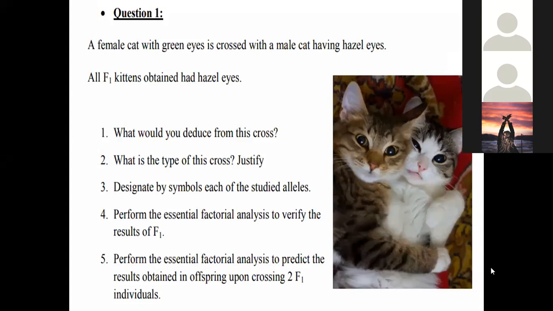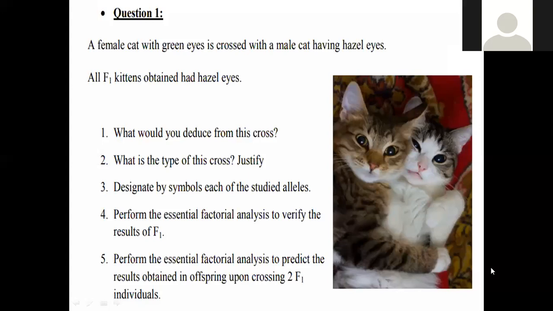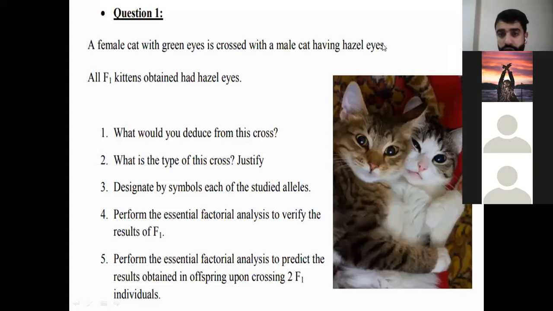So here, yeah, let's see, Fadl Basma, what would you deduce from this cross? What can you deduce from this cross, ya Fadl? Yes, Fadl? What can you deduce from this cross? Fadl Basma, can you hear me? Okay, let's move to Jad. Jad Shahar, good morning. Good morning, Jad.